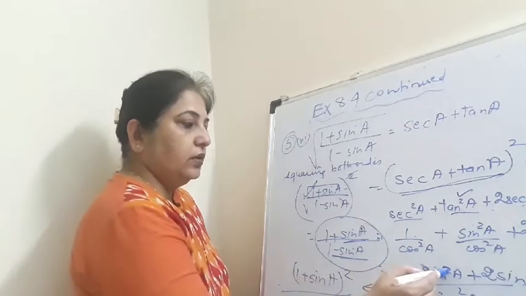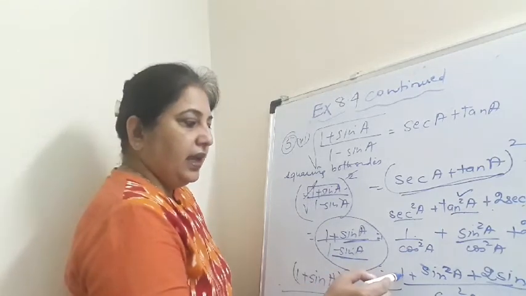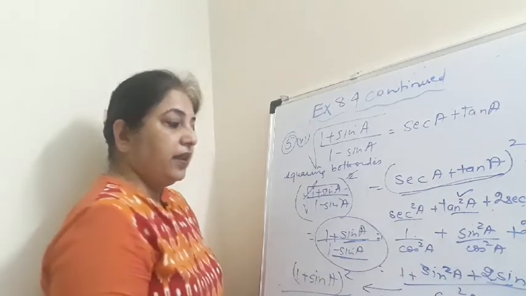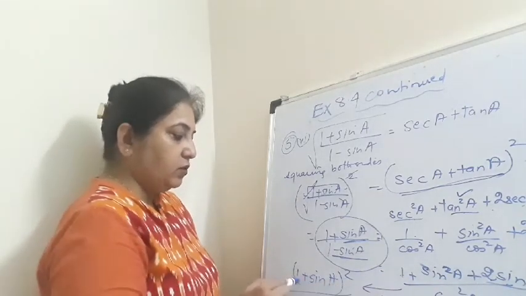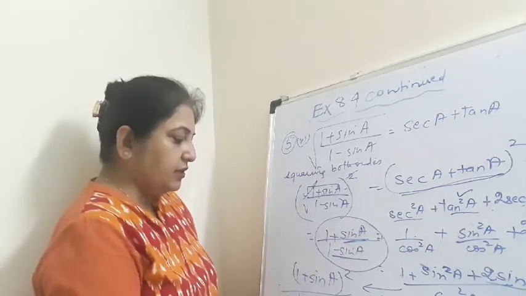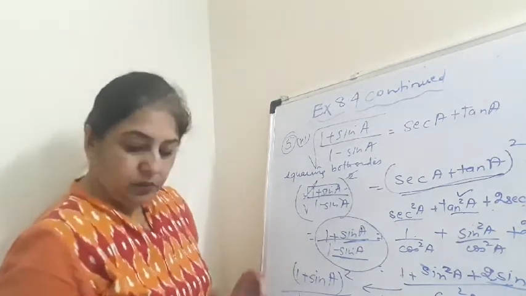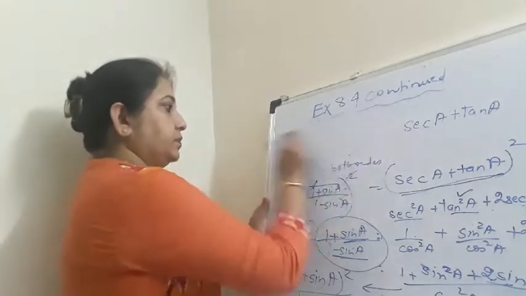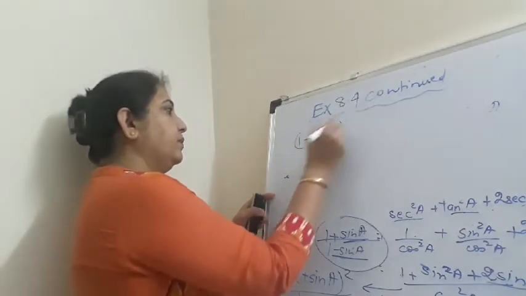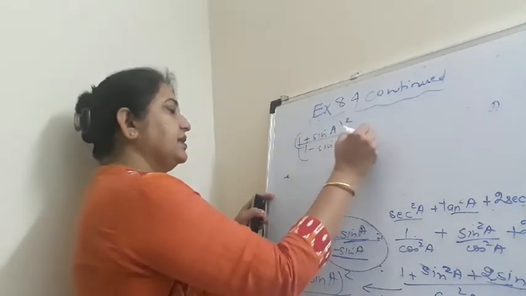So when you analyze the identity (A plus B) the whole square, I get A square plus B square plus 2AB, and therefore I convert it into the identity form and write 1 plus sine A the whole square. And cos square A I can write as 1 minus sine square A. This is from the trigonometric identity. Okay, so now I get 1 plus sine A the whole square upon 1 minus sine square A.